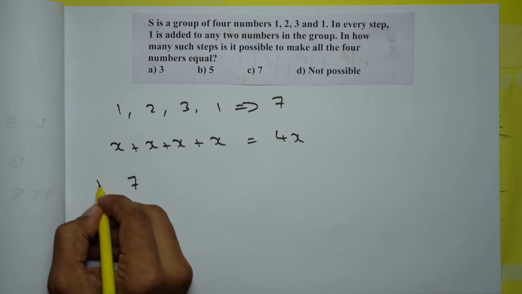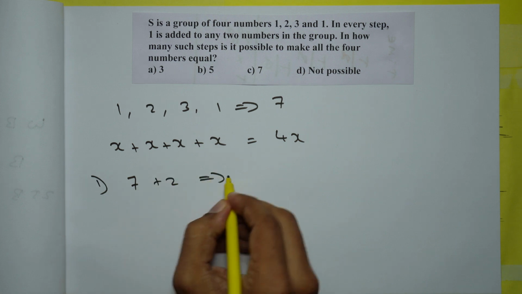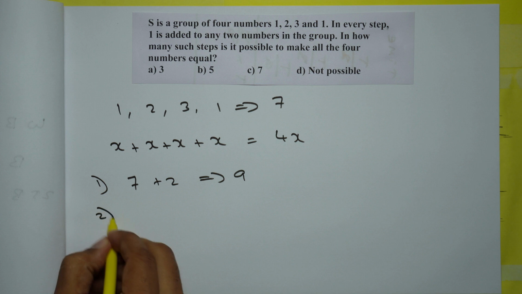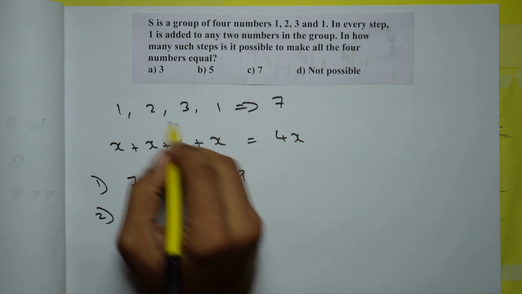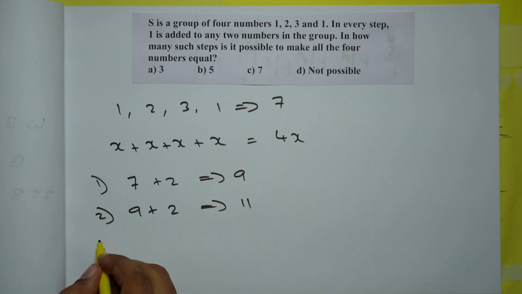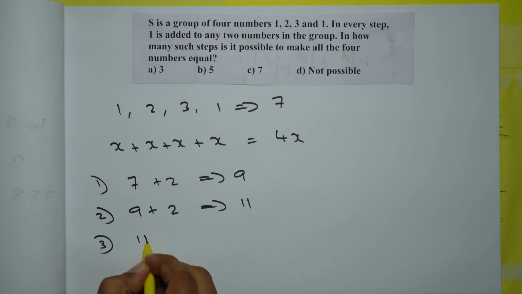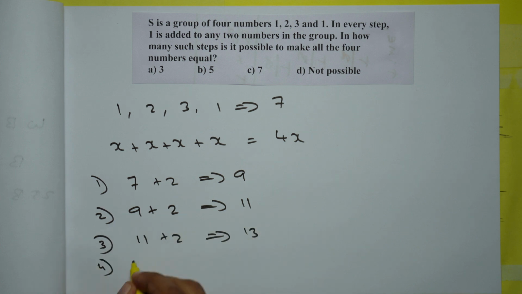Now, at the end of the first step, it will be 7 plus 2. So, the total sum will be 7 plus 2 is equal to 9. At the end of the second step, it will be 9 plus 2. 1 is added to 2 numbers, so sum will increase by 2. 9 plus 2, it will be 11. At the end of the third step, it will be 11 plus 2. The total sum will be 13. At the end of the fourth step, it will be 13 plus 2. The total sum will be 15 and so on.